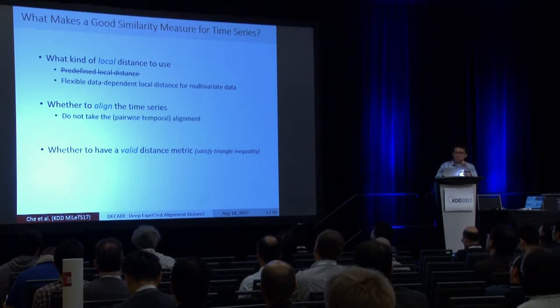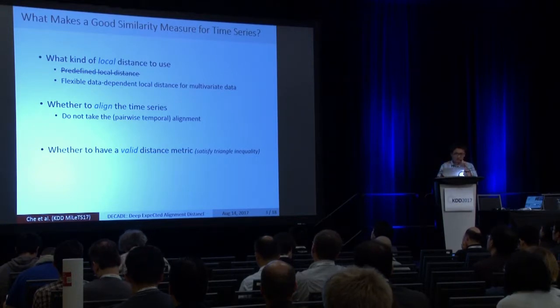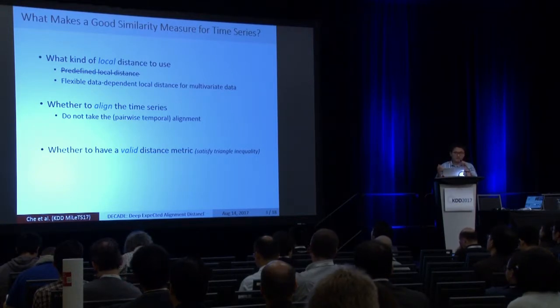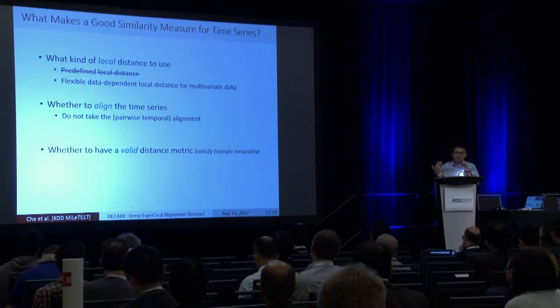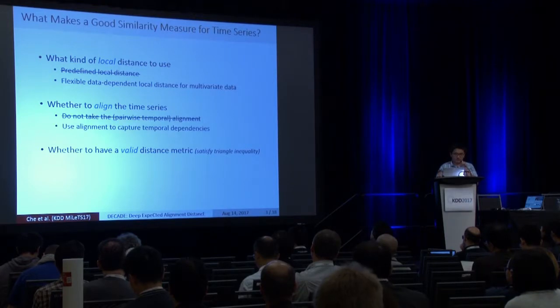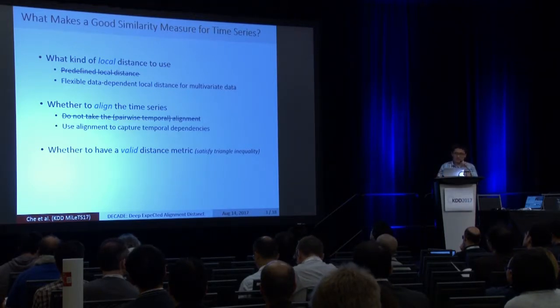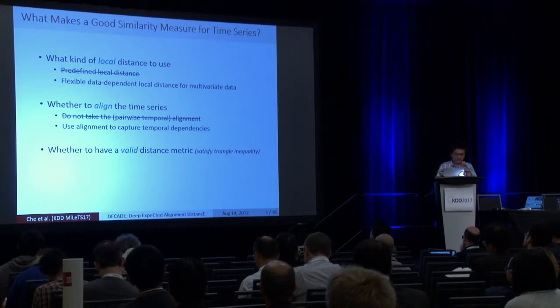And also, some metrics do not take the pairwise alignment between the time series into account. However, the alignment between time series is very important since it contains the temporal relations between these two time series. So we also consider taking the alignment into account to calculate the metric.